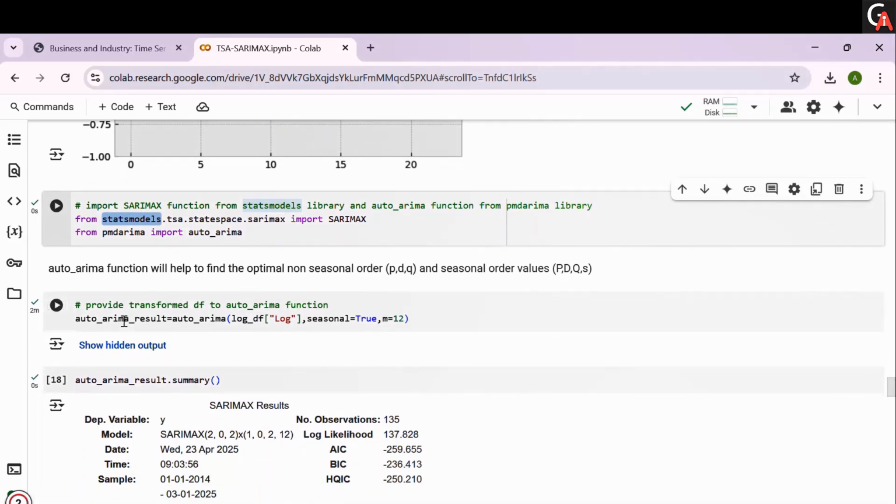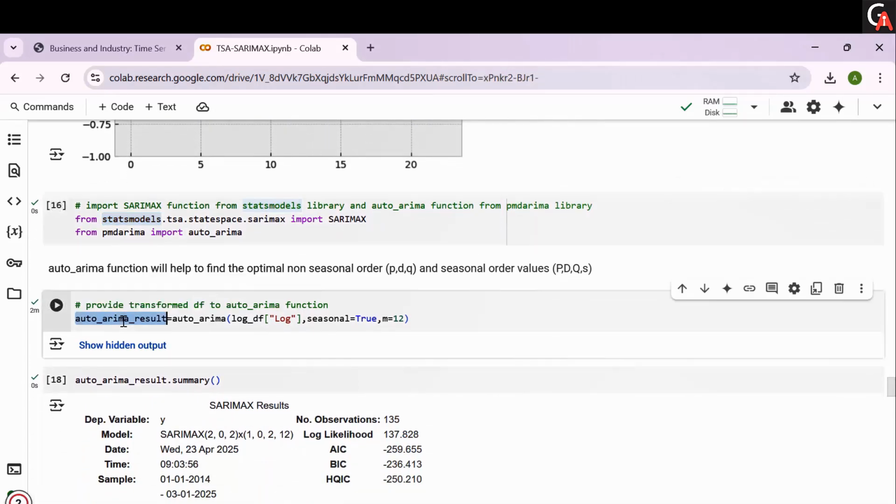Now, what you have to do is, I have created this variable, auto_arima result, and inside the auto_arima function I have given the logarithmic series that we have, which is not stationary, and where seasonality is present. So I have given seasonal equals True, and m equals 12, meaning the number of seasonal periods that we are trying to forecast. Here we are considering the next 12 months, so I have given m as 12.